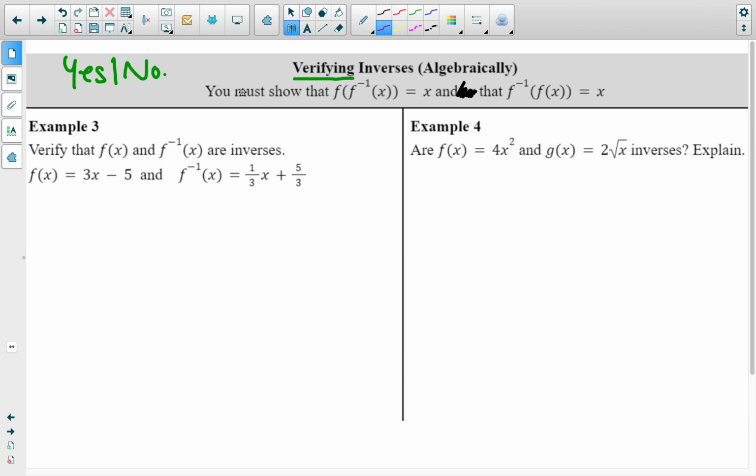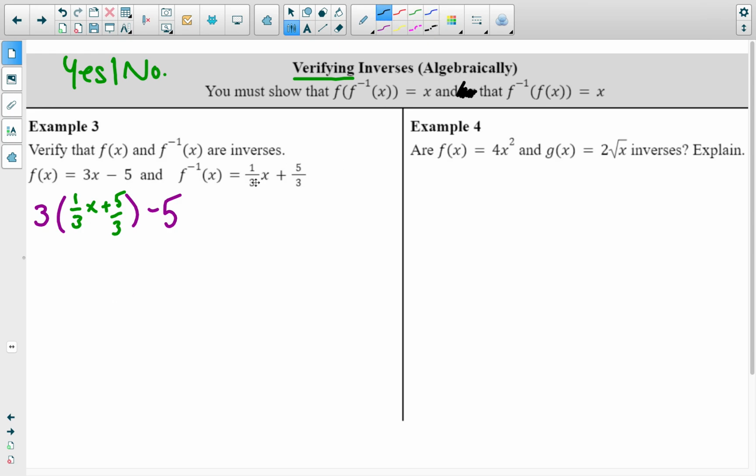We have to show that the composition f of f inverse equals x, and we want to show that f inverse of f equals x. Some tricky notation here. We're going to verify that these are inverses, so we first take f of f inverse. We're going to take 3 and leave some parentheses open, because we're taking our f of x function and plugging our inverse into this set of parentheses: 1/3 x plus 5/3.